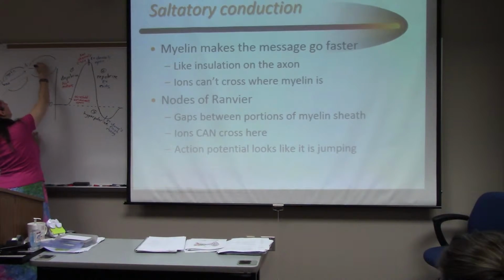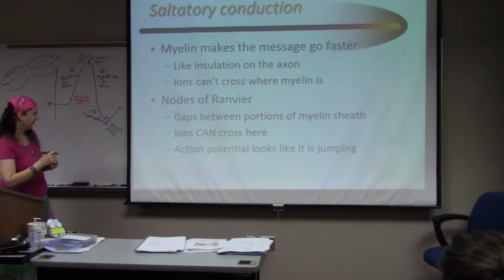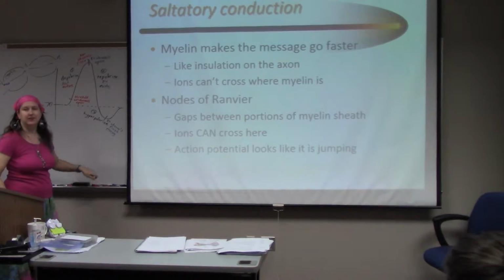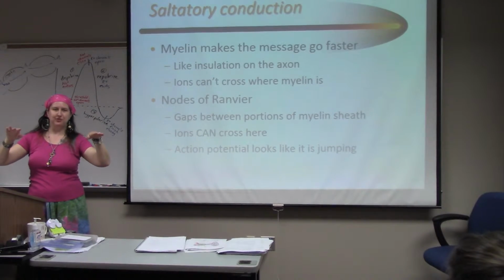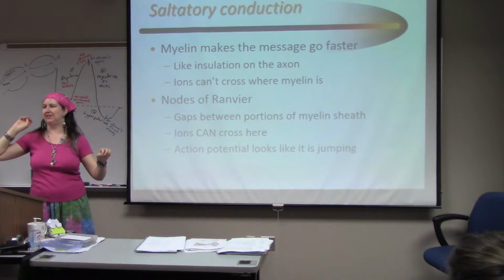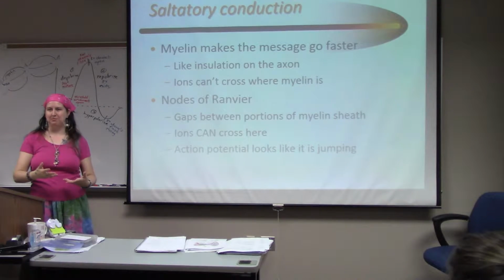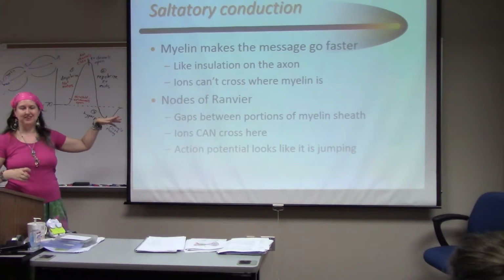And then the sodium from that one will come in, go to the next node. So if you're just measuring the voltage throughout the axon, you're going to see action potential here and then here. And so it looks like it's jumping. That's why we call it saltatory.